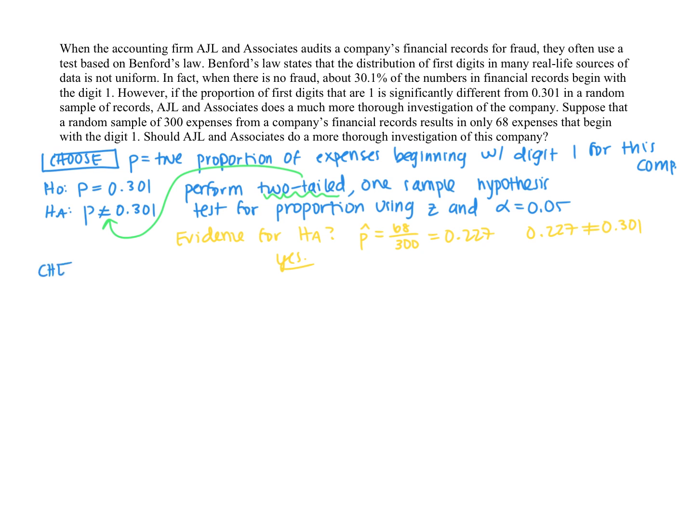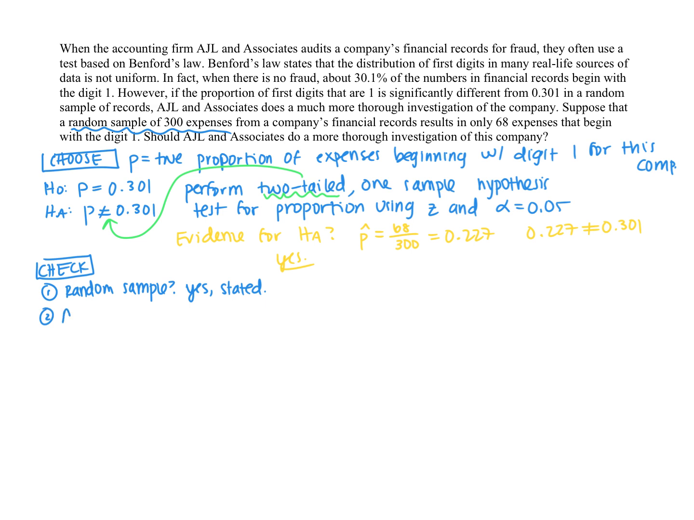Okay, now we need to check our conditions. First one, we need to know, is it a random sample? Okay, so it says, suppose that in a random sample of 300 expenses. So yes, we have a random sample that is stated. You need the word sample. Saying random is not enough.